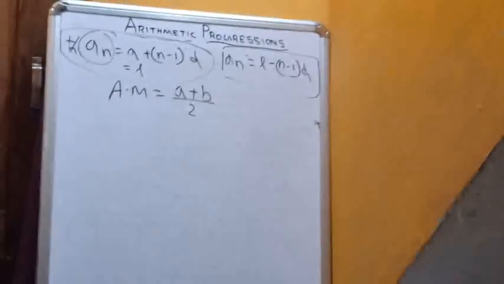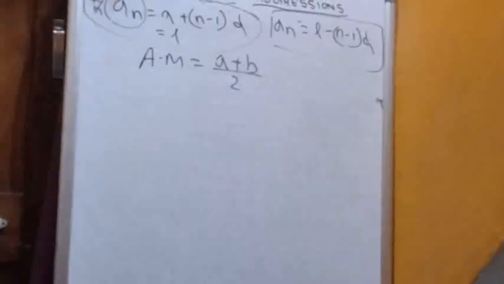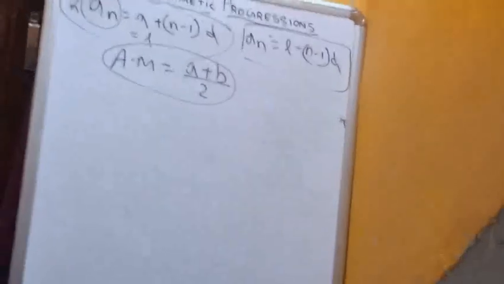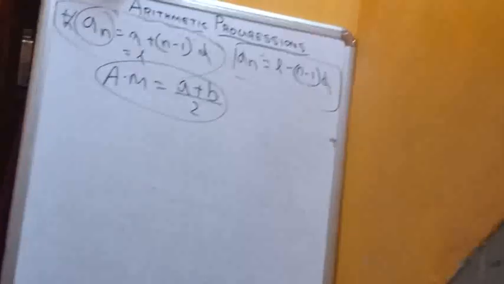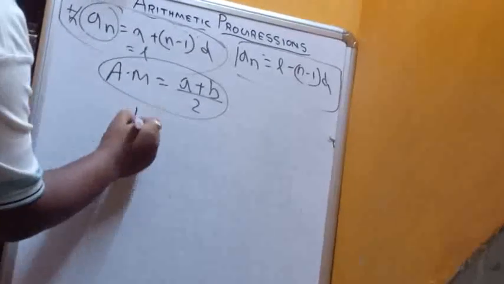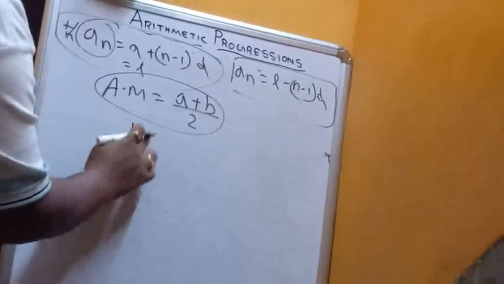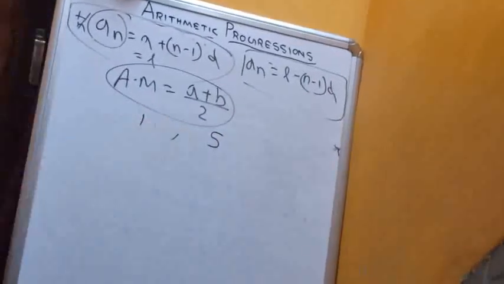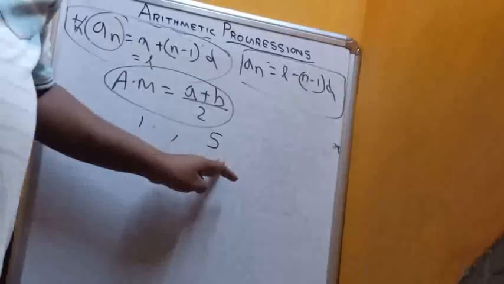If I tell you to find 3 arithmetic means between given terms, so what do you have to do? For a single number, you can write A equal to (a plus b) divided by 2. But I told you to find 3 numbers. So I have written here 1. Two numbers I am given: 1 and the next number is 5. Find the 3 arithmetic means between 1 and 5.